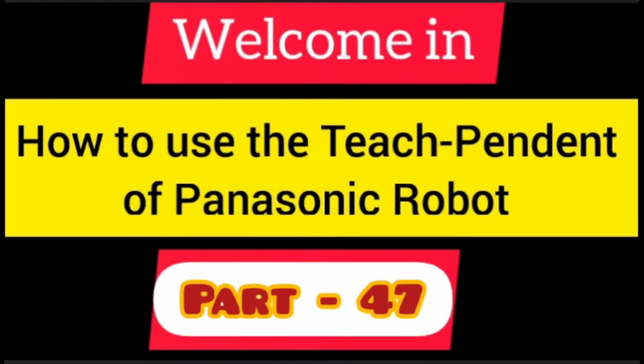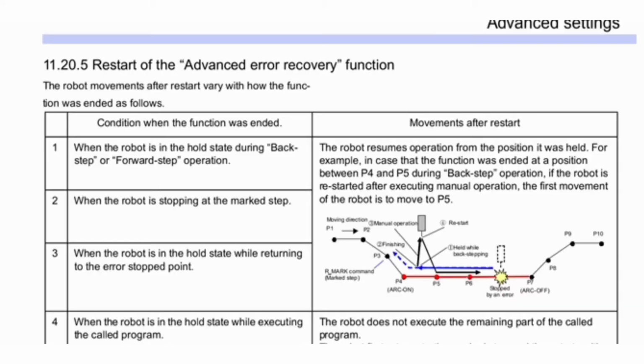This is part 47 and here we discuss restart of the advanced error recovery function. The robot movements after restart vary with how the function was ended as follows. Condition: when the function was ended. Movements after restart. First, when the robot is in the hold state during back step or forward step operation. Second, when the robot is stopping at the marked step. Third, when the robot is in the hold state while returning to the error stopped point.